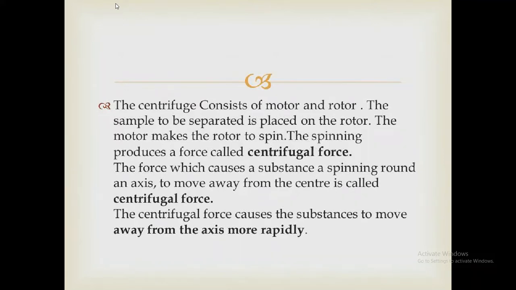The spinning, with an RPM of 25,000 or 60,000 depending on what kind of centrifuge method we are making use of, either low speed, high speed, or ultra high speed, produces a force called centrifugal force, which is a pseudo force. This force causes a substance spinning around an axis to move away from the center. This force is called centrifugal force, which is a pseudo force, and it causes the substance to move away from the axis more rapidly. Whatever I did in bold letters is very important with respect to MCQs.